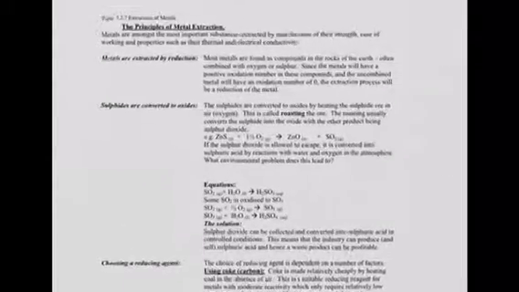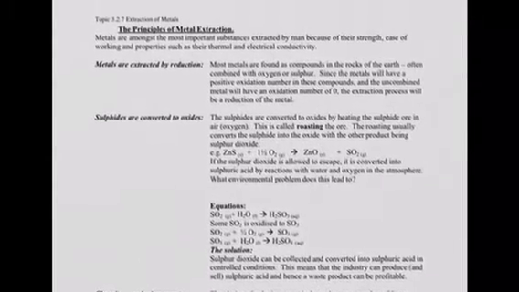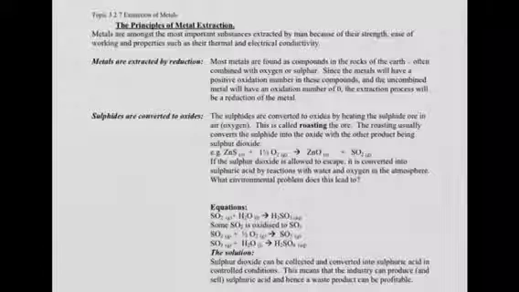The first page after this is the principles of metal extraction. And this is quite important. First thing to note here, and you'll see again this come up quite a bit in the past paper questions, metals are extracted by reduction. Now, why should it be reduction? Well, most metals are found as compounds. So they're combined with things like chlorine, oxygen, etc., which means that they're going to have a positive oxidation number.